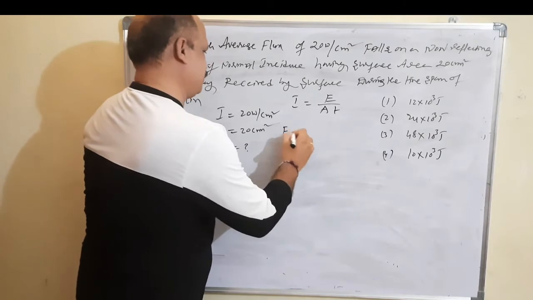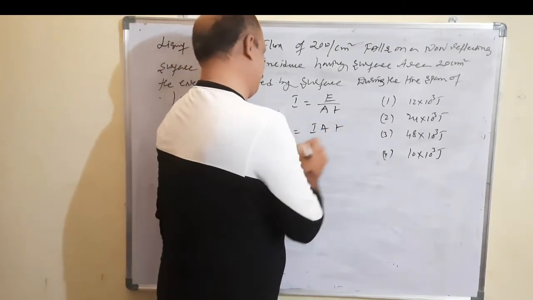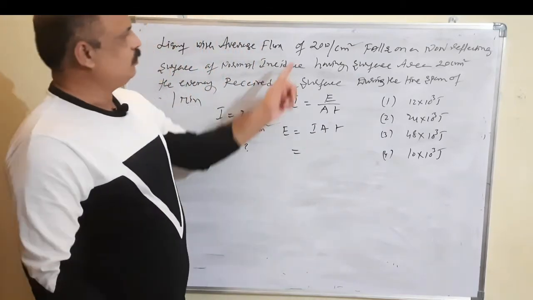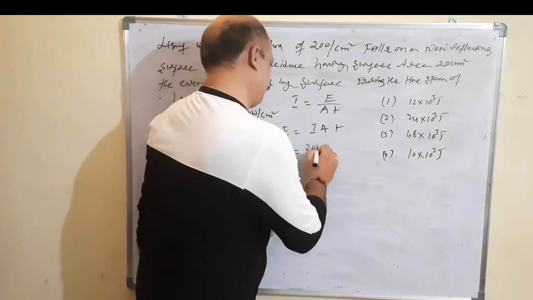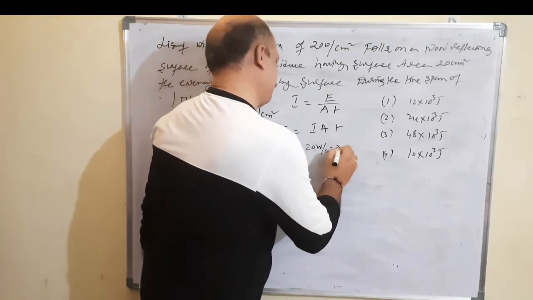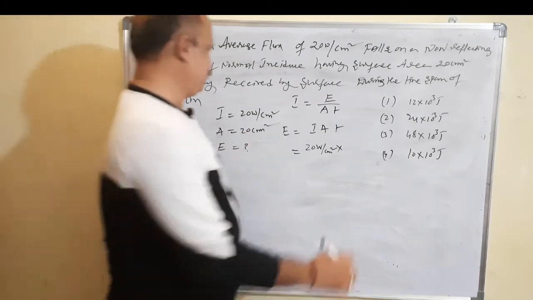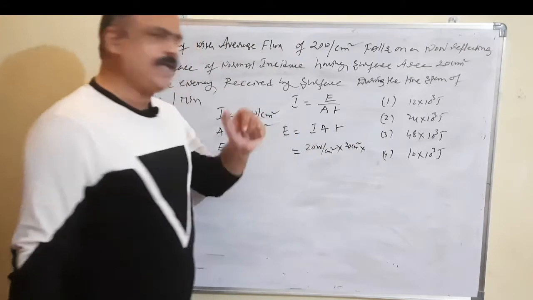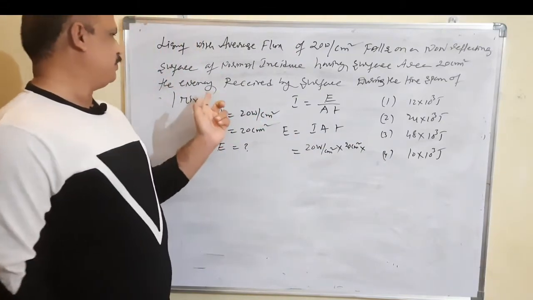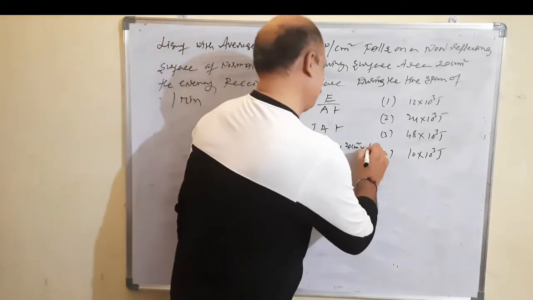So here E is equal to I A into T. I is 20 watt per centimeter square, into what is area here? We need not change the units of area. 20 centimeter square into T. T means 1 minute. 1 minute is equal to how much? 60 seconds. So here 60 seconds.